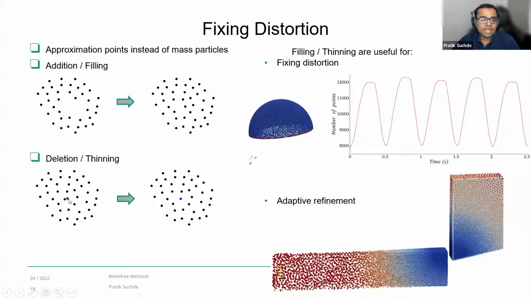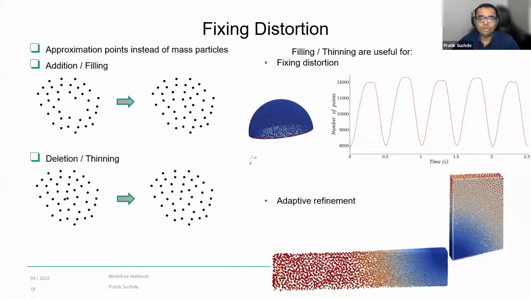And the other kind of distortion is where points come very close together, where you can simply merge them into a new location. Of course, while doing both addition and deletion, you will have to reapproximate all physical values at these new locations where you're either adding points or merging points.